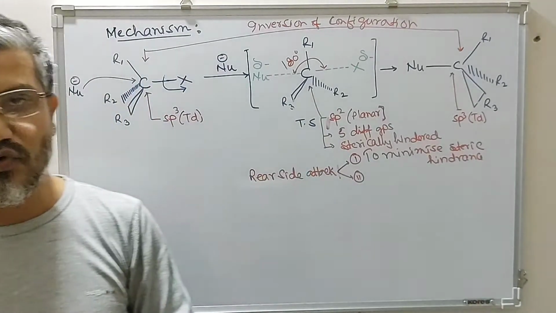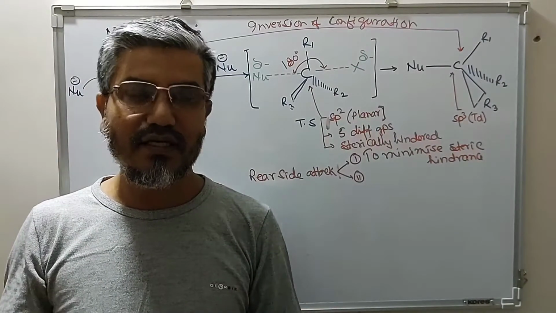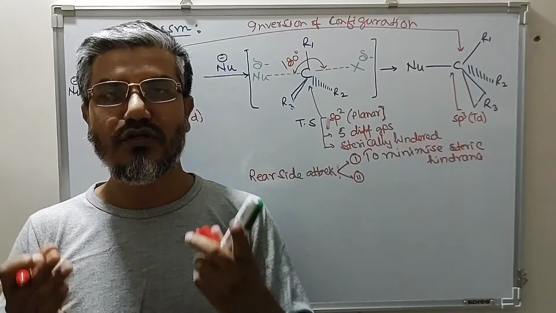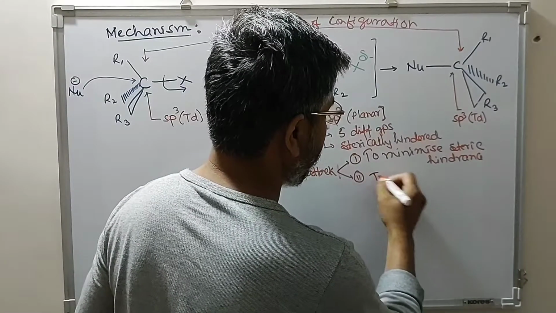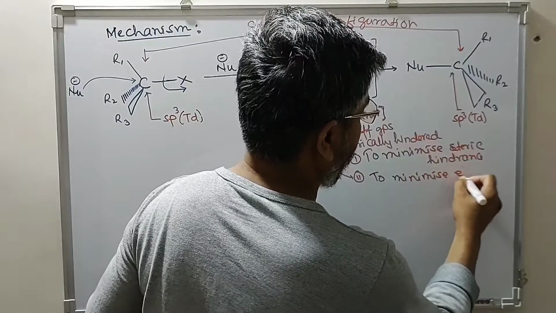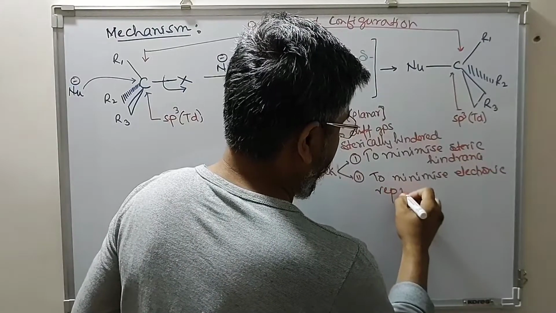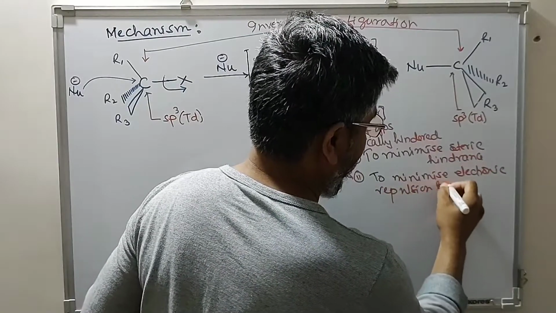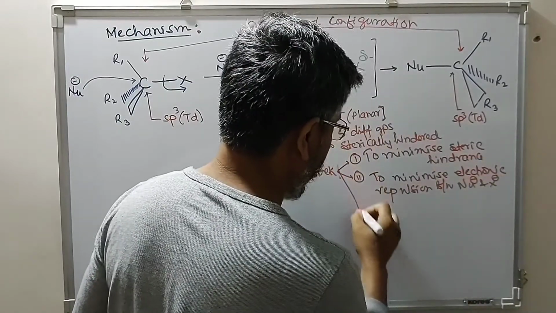So the second point why we should have rear side attack is to minimize the electronic repulsion between nucleophile and X minus, the leaving group.